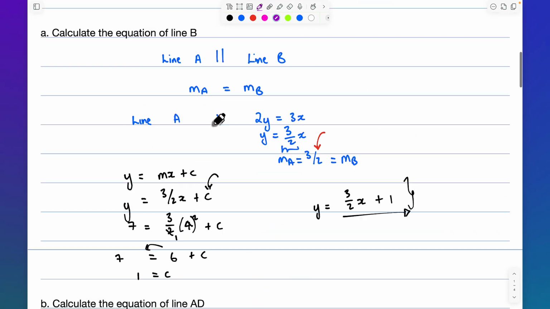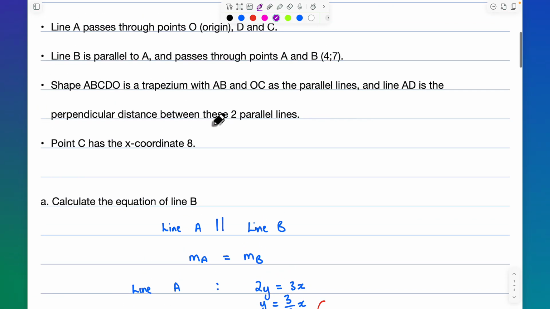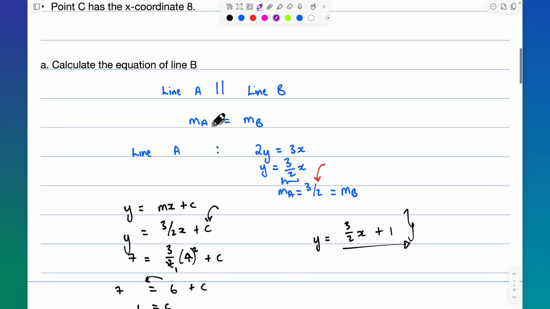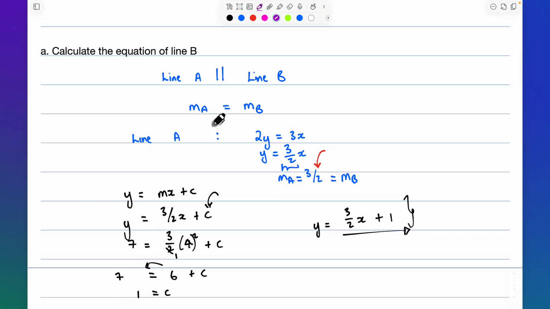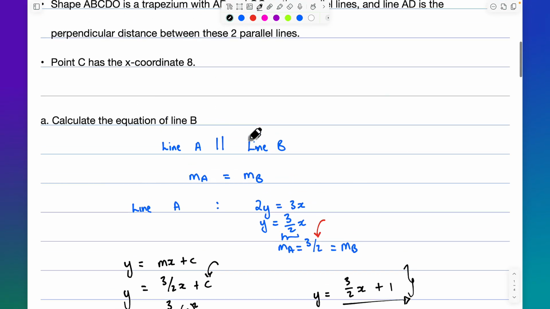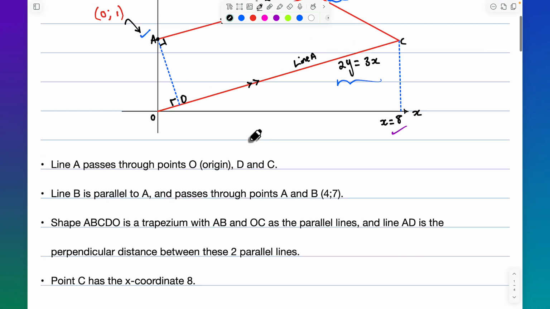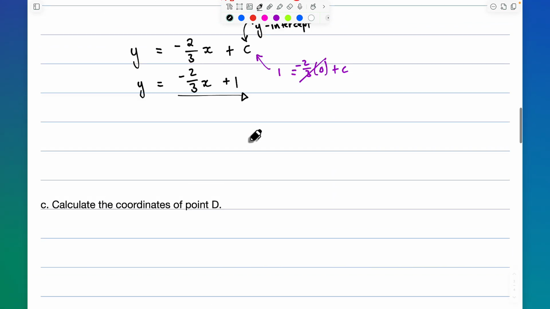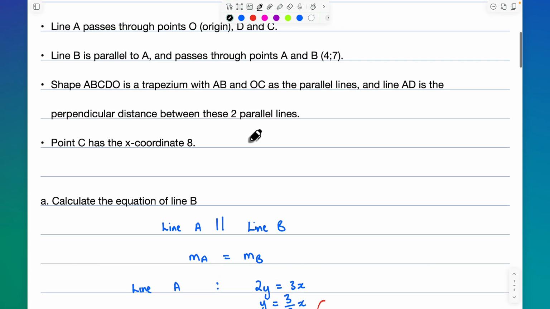All right, so we've used perpendicular lines to calculate the equation of one line. We've used parallel lines to calculate the equation of another line. So those are the answers to the first two questions in this problem. Now let's look at part C. Calculate the coordinates of point D.